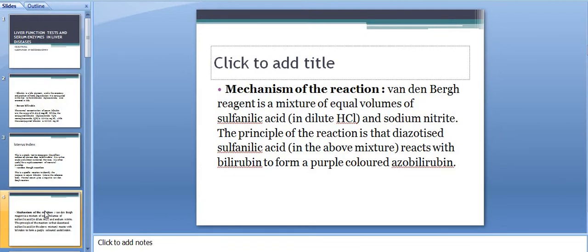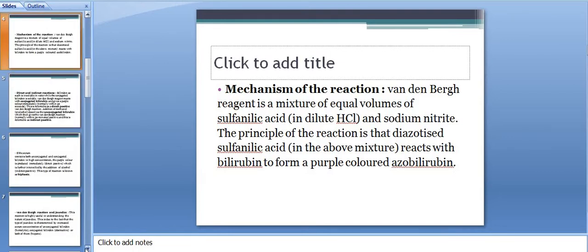Next, coming to the mechanism of the reaction. Van den Bergh reagent is a mixture of equal volumes of sulfanilic acid in dilute HCl, that means dilute hydrochloric acid, and sodium nitrite. The principle of the reaction is that diazotized sulfanilic acid in the above mixture reacts with bilirubin to form a purple colored azobilirubin.